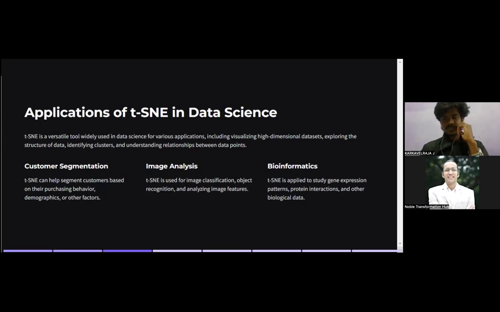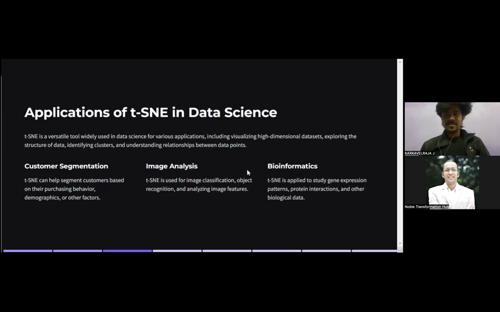So wherever we have these features, we can apply tSNE accordingly. So n number of industries we can apply it in. Keep learning deeply. Let's move to the other section.